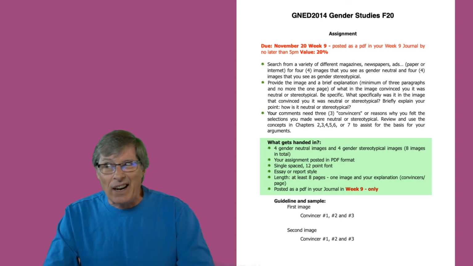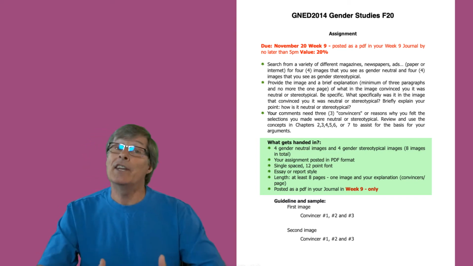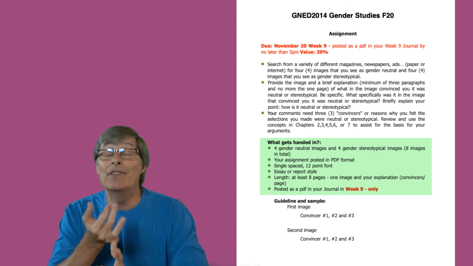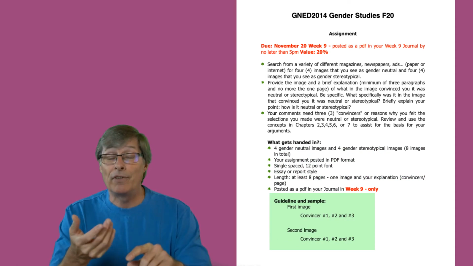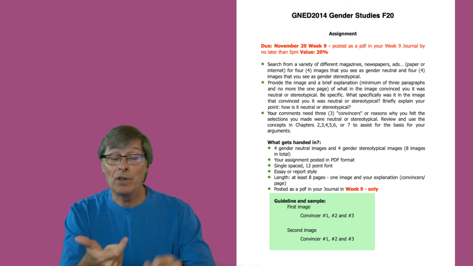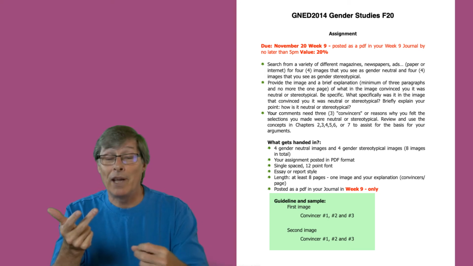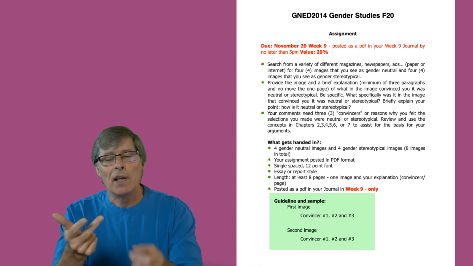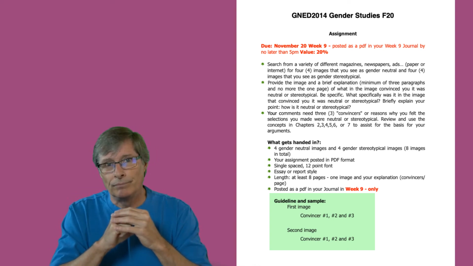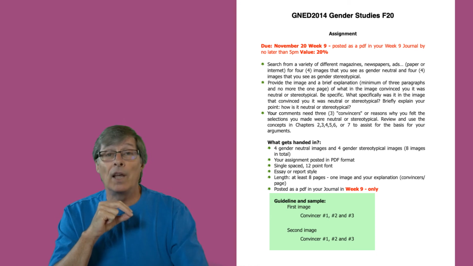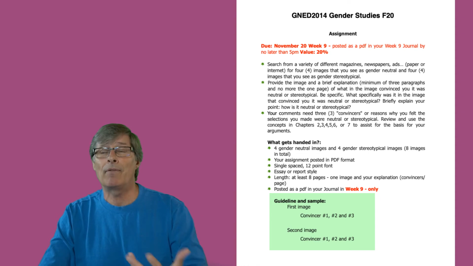It's a report style, and it needs to be 8 pages, so 1 image on each one, and then you have an explanation. So what are your convincers? I'd like to see 3 convincers per image. So if you've got a gender neutral first image, what are the 3 reasons? Now you may pull this out of another source, you may pull it out of our textbook with those chapters, but what are your 3 convincers? What convinced you that this was gender neutral? So you have 3 paragraphs, and you do that for each of your 8 images. Each of the 8 images has 3 convincers.